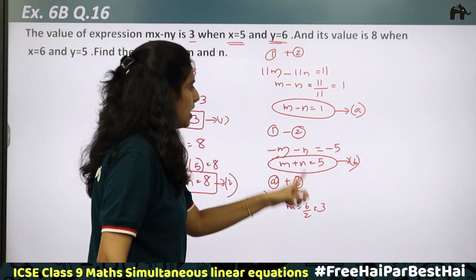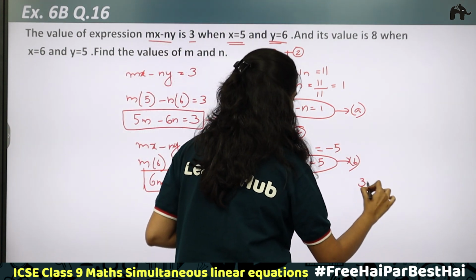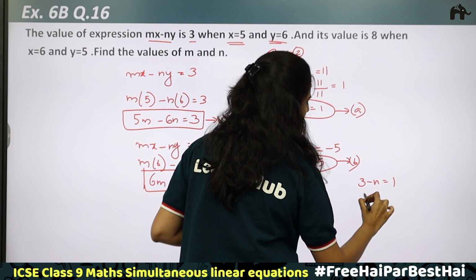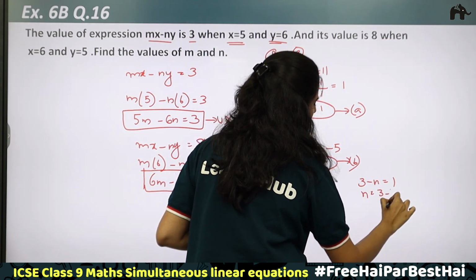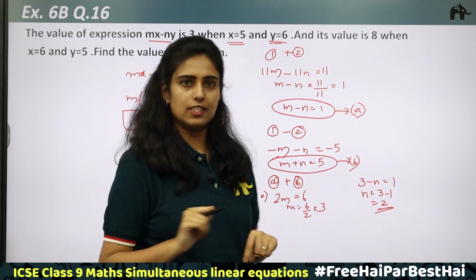Now substitute this m value in any of the equations. I am substituting in A. So 3 minus n is equal to 1, which means n is equal to 3 minus 1 equal to 2. n value is 2 and m value is 3.